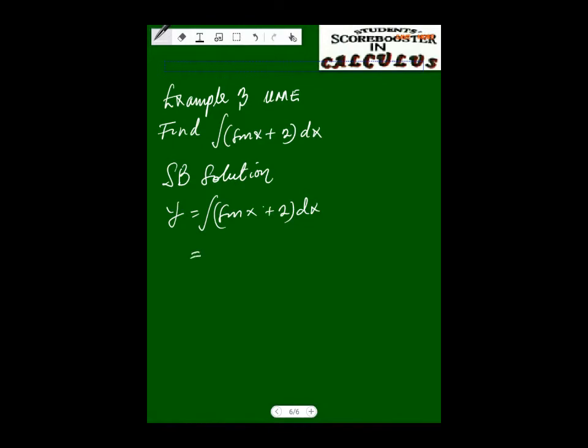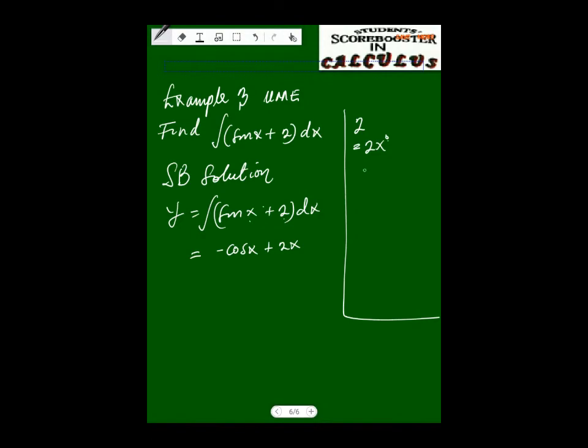So this is the sum rule, right? You're going to integrate this and you're going to integrate this one. So if you integrate sine x, you're going to get minus cos x, plus if you integrate 2, you're going to get 2x. Let me take some time to explain this. Now 2 is the same thing as 2x raised to power 0. Understand? Because anything raised to power 0 is 1, and 2 times 1 is 2. So that is why 2x raised to power 0 is 2, right?